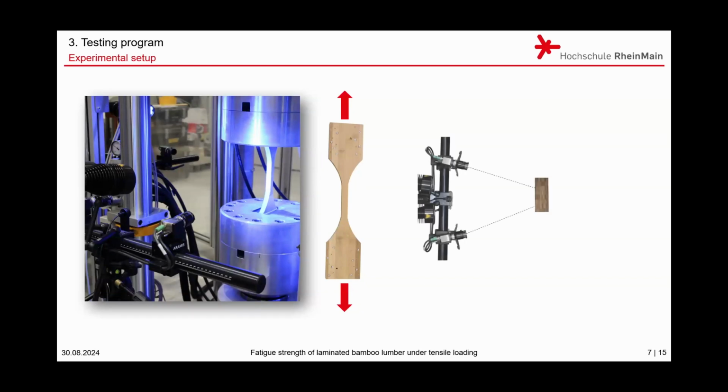When you see the bird's eye view of the testing, you can see that there were two DIC systems looking at two different surfaces of the specimen. On the left-hand side, you can see that we were looking at the lamellas and we were hoping to see the reactions in the bamboo material itself. And on the lower side, we are looking at the lamellas, and we wanted to see if there are some material reactions in between the lamellas or in between the bamboo lamellas.